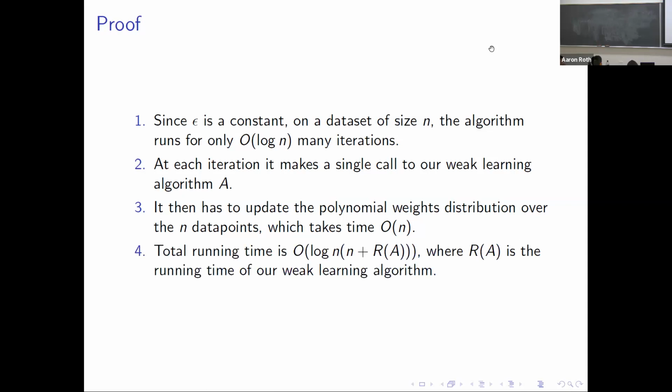And so if the running time of our weak learning algorithm is R of A, we've just given a wrapper algorithm that calls it as a subroutine a small number of times. The running time of this algorithm is only log n times the running time of the weak learning algorithm, plus n, the overhead of updating the weights. So if the weak learning algorithm was computationally efficient, so is the strong learning algorithm.